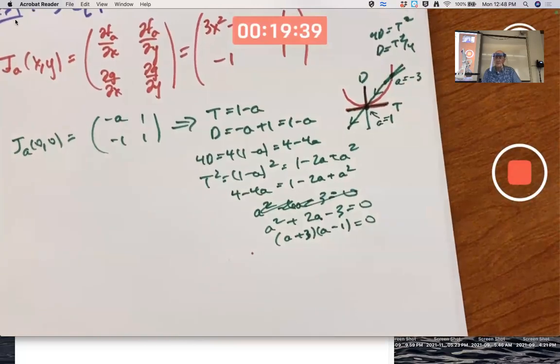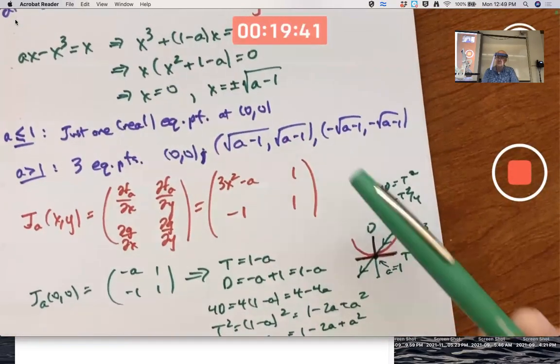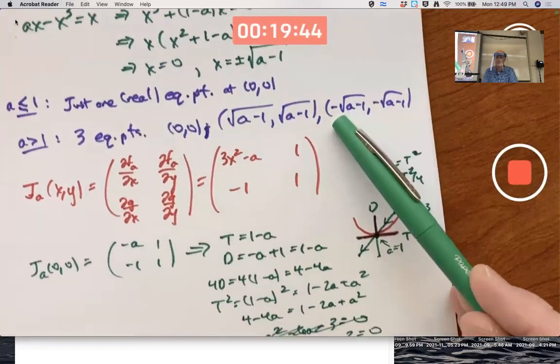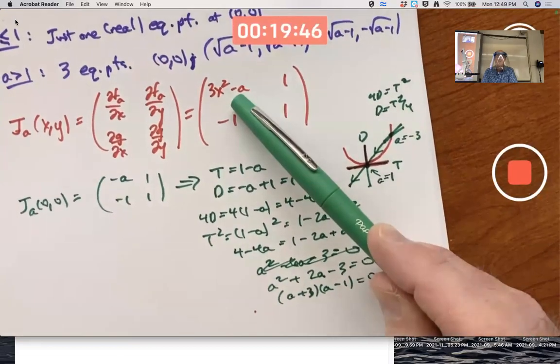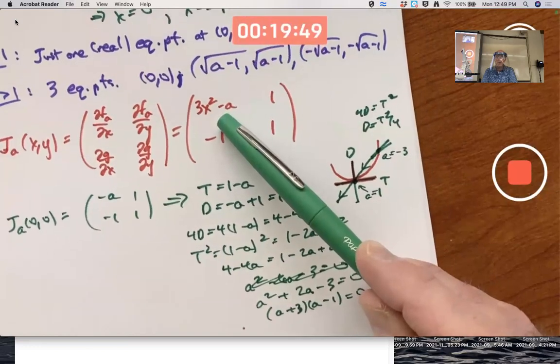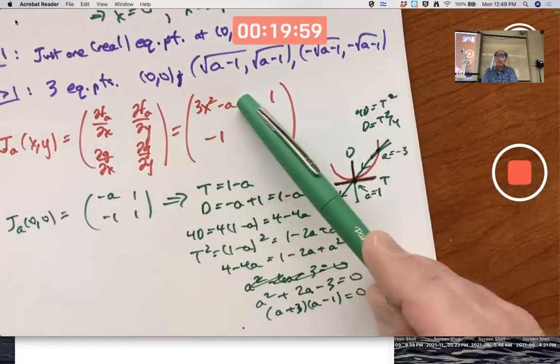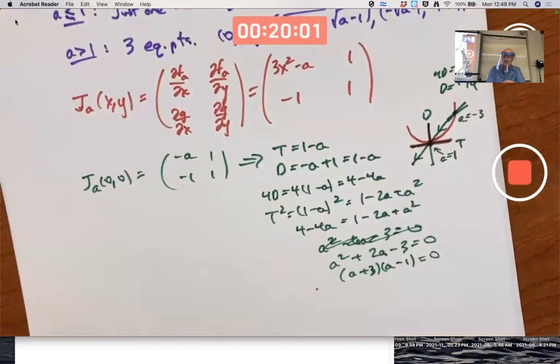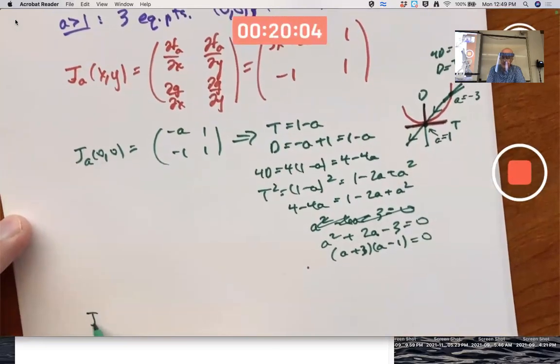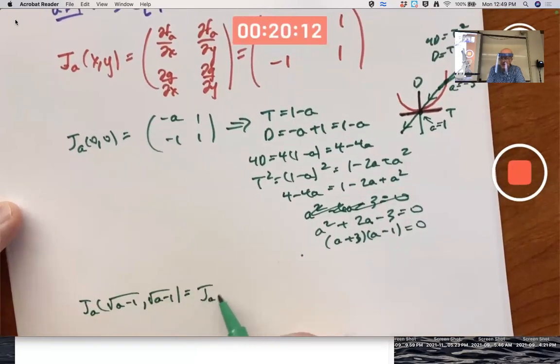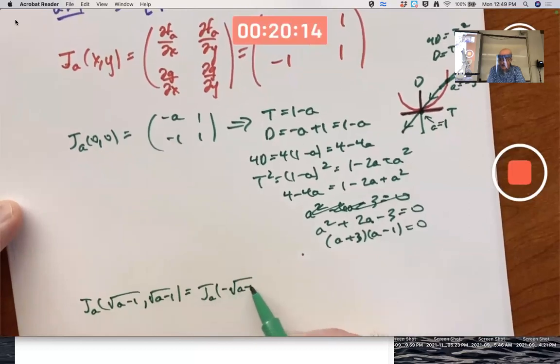What about the Jacobian matrix at the other equilibrium points? These two. Plug them in there. In both cases, we're squaring the x coordinate. And because of that, you're going to get the same thing, no matter which point you plug in. J sub a at this equilibrium point is going to be the same as J sub a at the other equilibrium point. That didn't have to happen, but it did here.